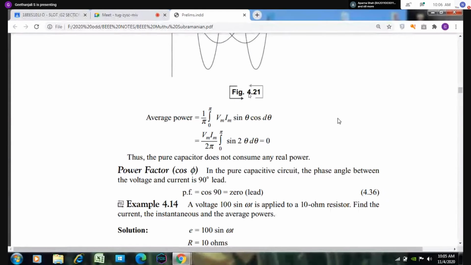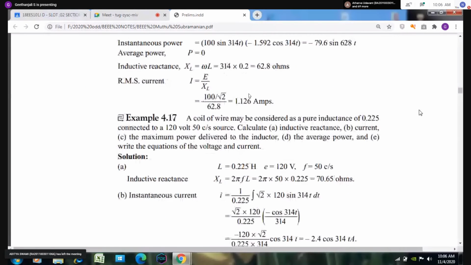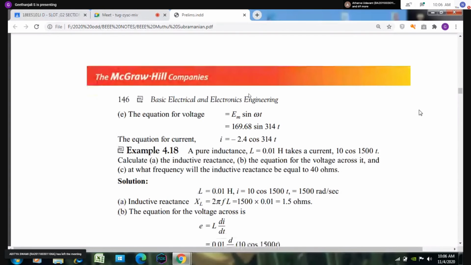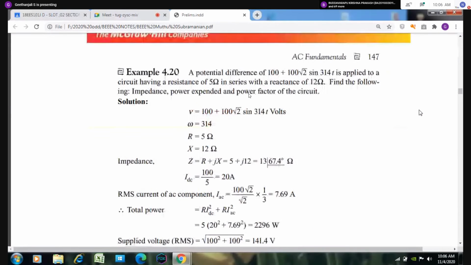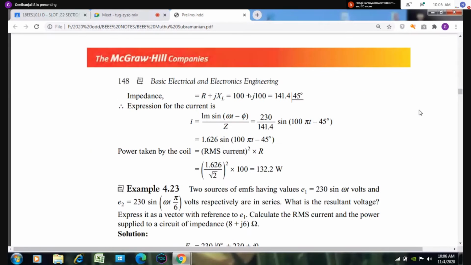So the power factor is the cosine of the angle between the voltage and current. The power factor is cos 90, and cos 90 is 0. That's all. These are all the basics only. Now we move on to the main topic, the RL circuit. These are all basic problems, and they are not very important from the exam point of view.